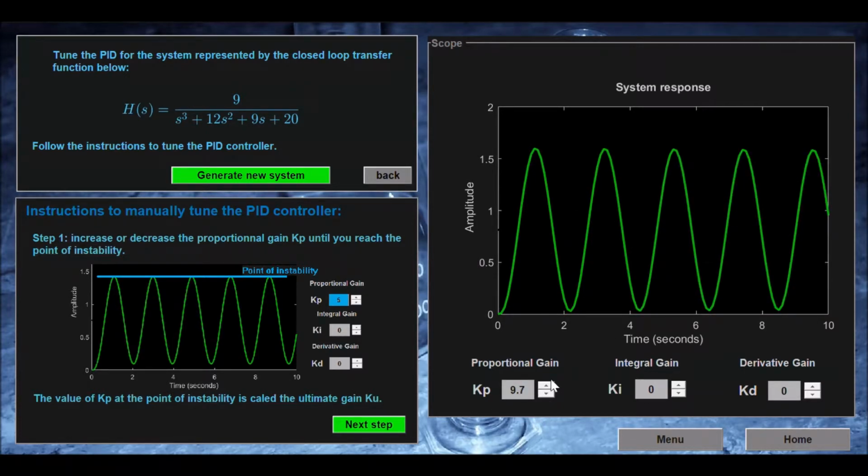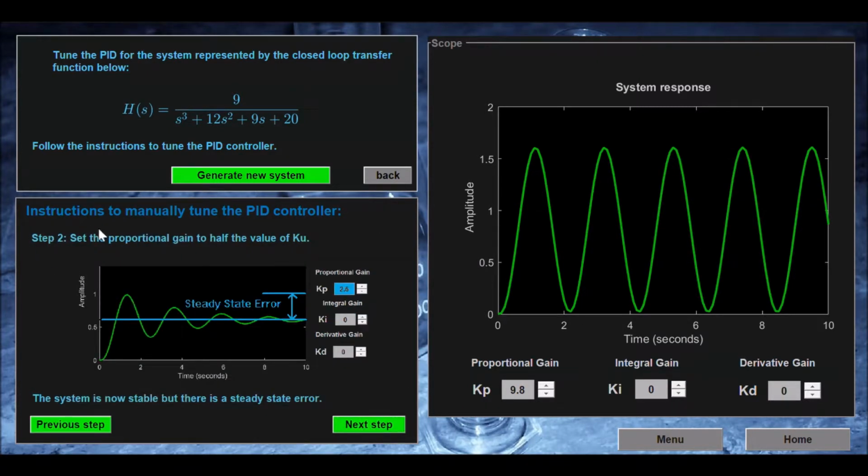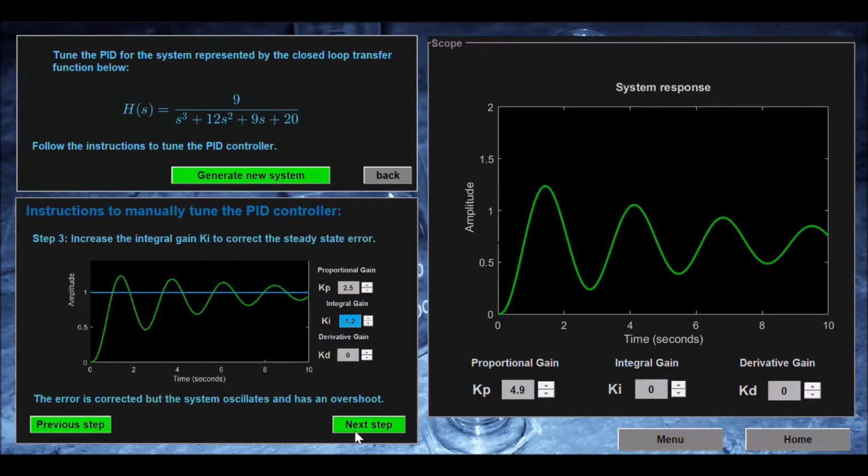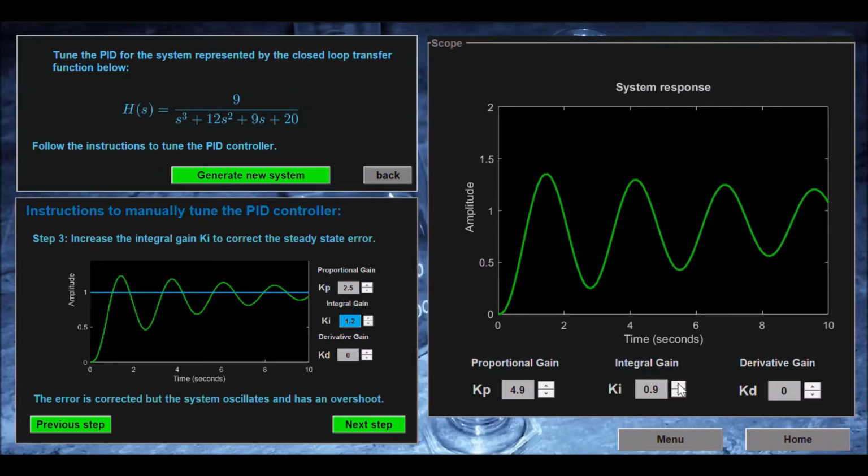The instability point is reached when the proportional gain of the controller is set to 9.8. The next step is to half this value at 4.9. A system steady state error is created with a proportional gain only. The steady state error is corrected by increasing the integral gain. The aim is for the center of the oscillation to be at the same level as an amplitude of 1.